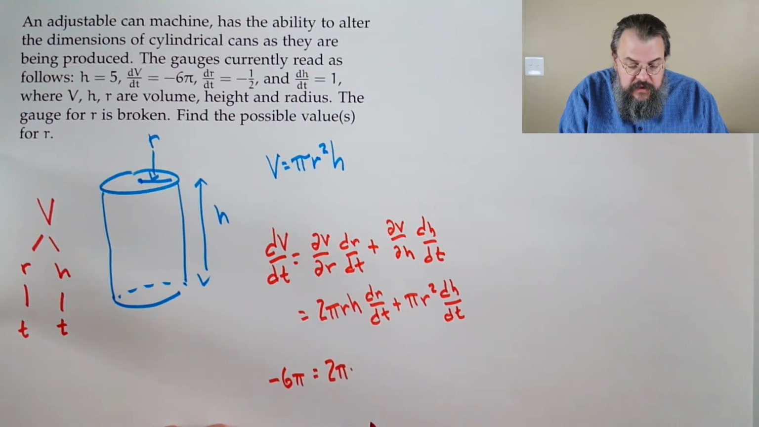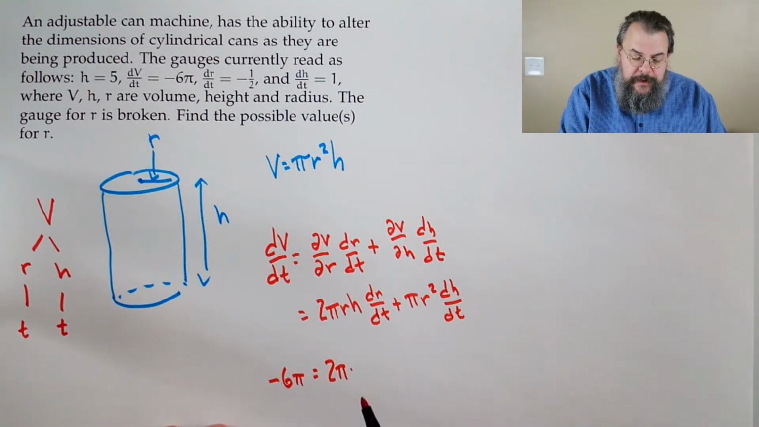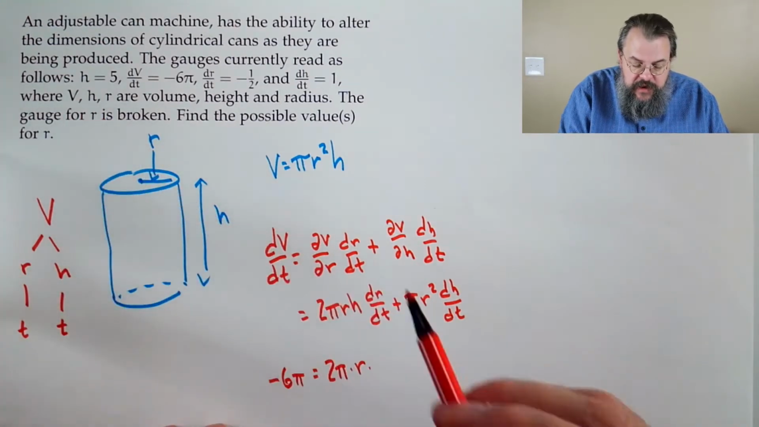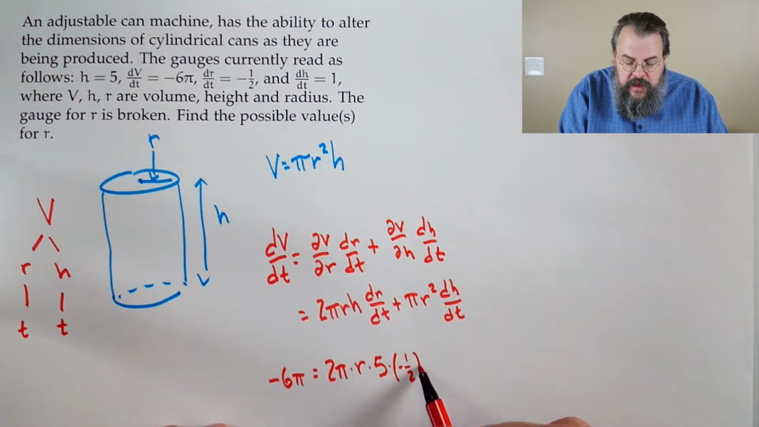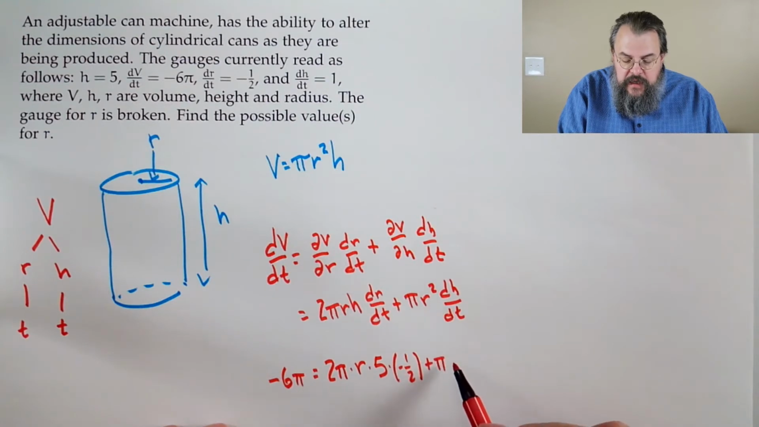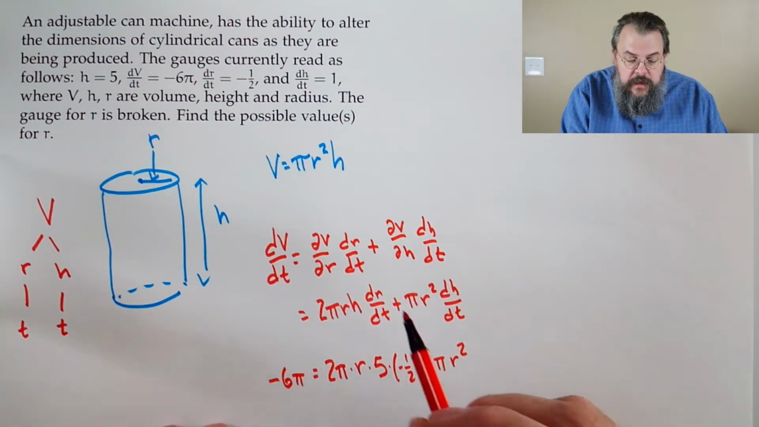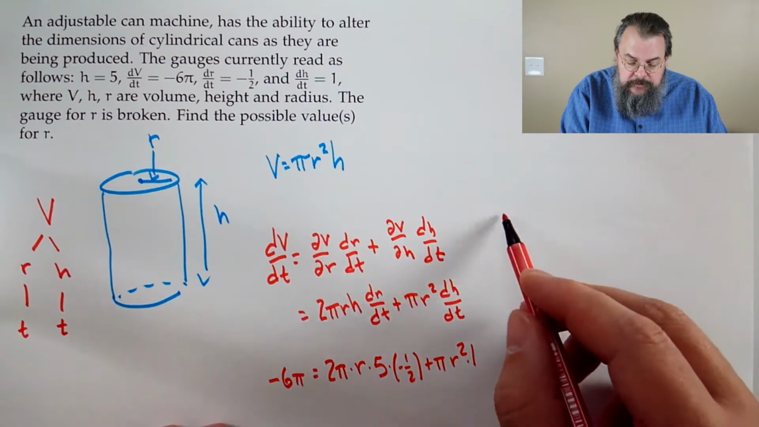Do we know what R is? No. If we did, it wouldn't be a problem because we're looking for R. Okay, how about H? Yeah, we know that. It's 5. dr/dt? Yeah, negative half. Okay, plus pi r, still don't know that, squared, dH/dt? 1. Beautiful.